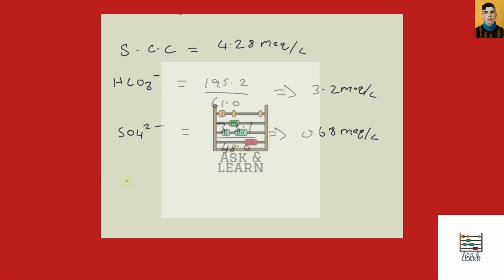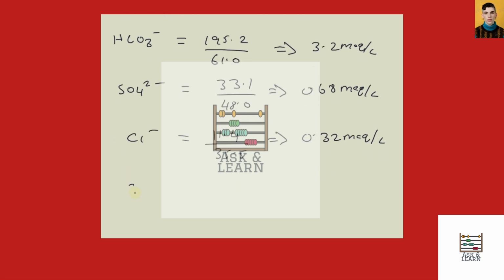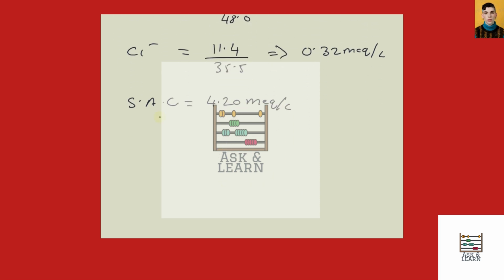And for chloride ion, this would be equal to 11.4 divided by 35.5, and this would be equal to 0.32 milli-equivalent per liter. And from this, the sum of the anion concentration is equal to 4.20 milli-equivalent per liter. And over here, the difference between the cation and anion is equal to 4.28 minus 4.20, and this would be equal to 0.08.